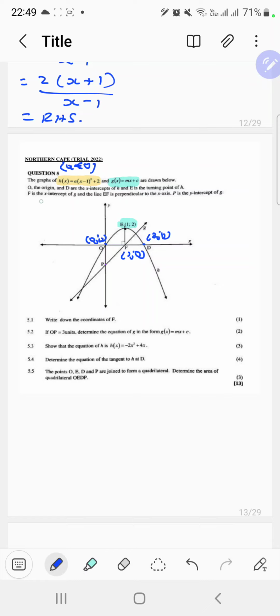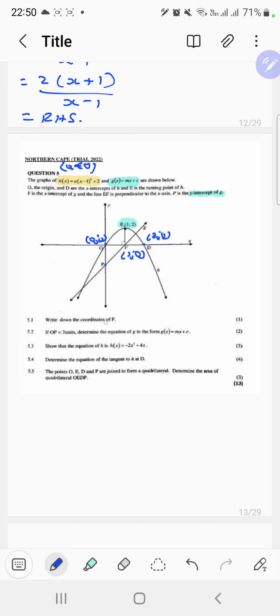And then what is the next story? F is the x-intercept of G. Yeah, it is evident. And the line EF is perpendicular to the x-axis. Again, this is just to further say that the x-coordinate at E is the same as the x-coordinate at F. P is the y-intercept of G. We can see that, not a problem. But remember, these statements are very important, guys. Keep them in mind. Okay, so let's quickly answer these questions.